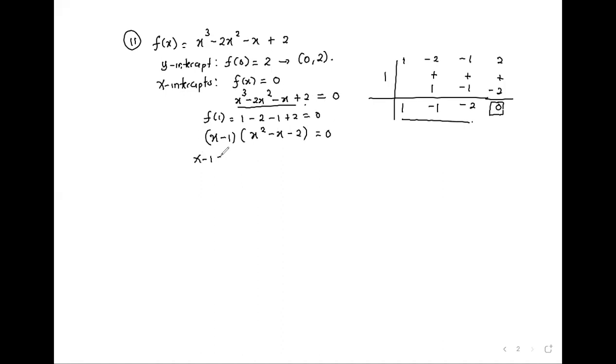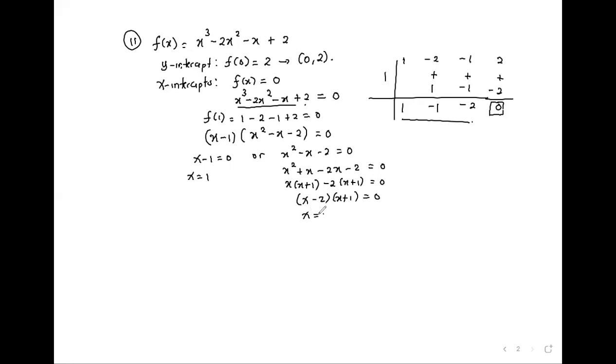So we have x minus 1 is 0, or x squared minus x minus 2 is 0. So here, x is 1, and for the quadratic, you find the factors again, that's -2 and +1. So we have x squared plus x minus 2x minus 2 is 0. So we get x plus 1 and x minus 2. So that is x is equal to 2, x is equal to -1. So now I have all the intercepts.